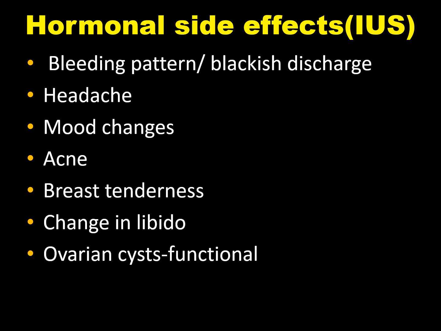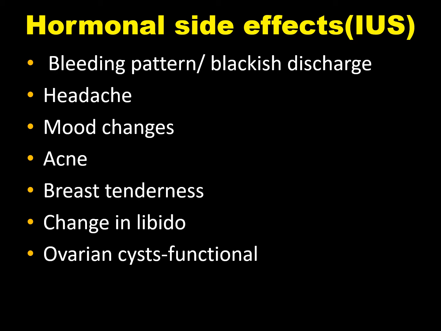Changes in the bleeding pattern is the most common side effect. This can be either amenorrhea or spotting. Irregular bleeding is usually for the first 3 to 6 months, but by all means, this bleeding will be less than before if the lady has heavy bleeding.